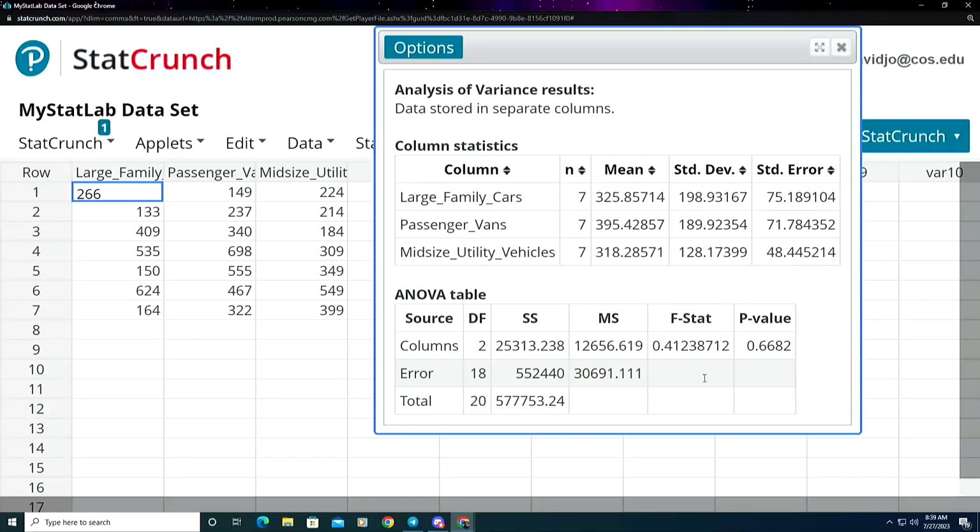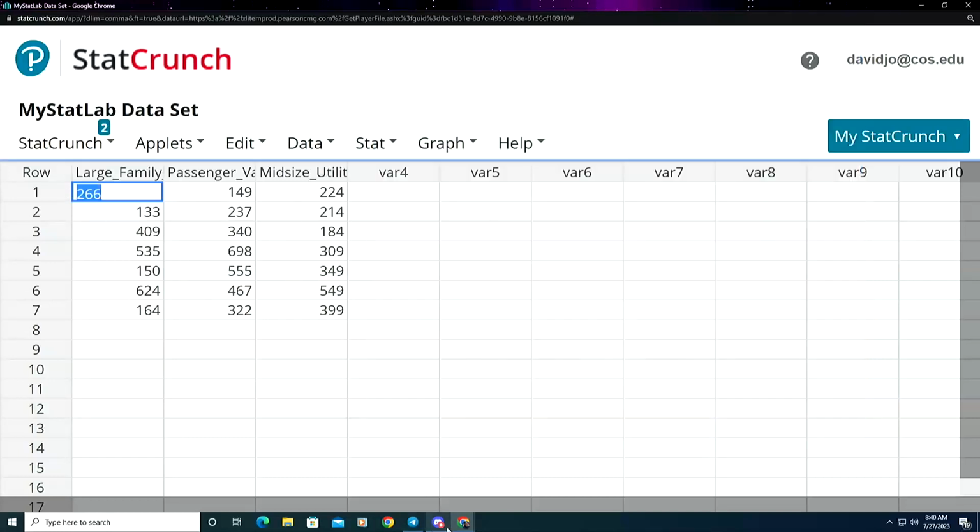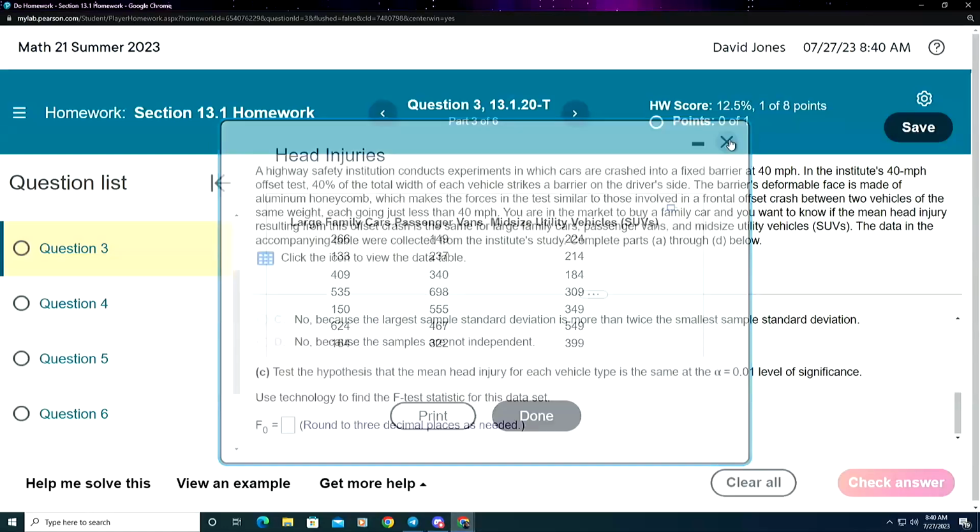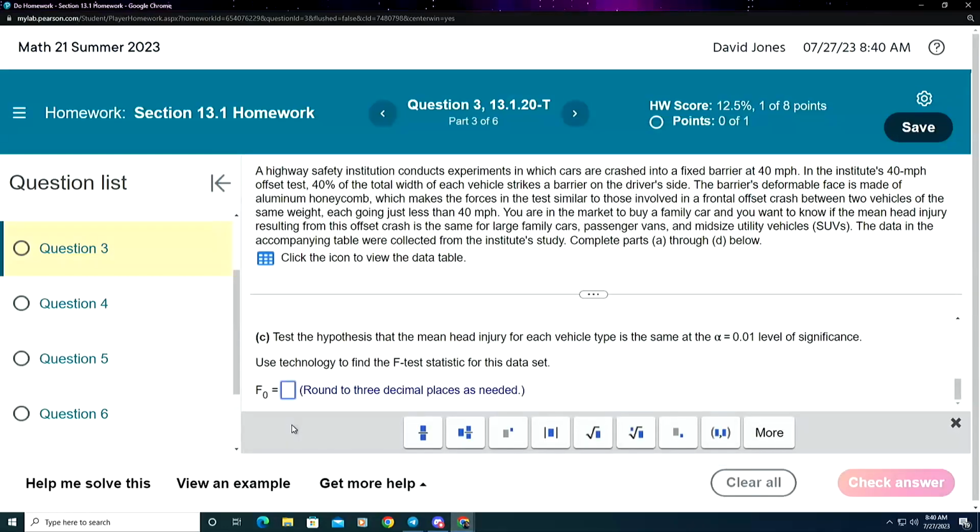I wonder what these scores are. Looking at the large family values, the large family cars got like a 400, a 500, 600, but so does a passenger van. Mid-size utility vehicle only has one 500 and everything else is under 400. I don't know. But I do see the p-value, and so that's going to allow us to go on. Fstat was not given to us. It was 0.412. We calculated it.